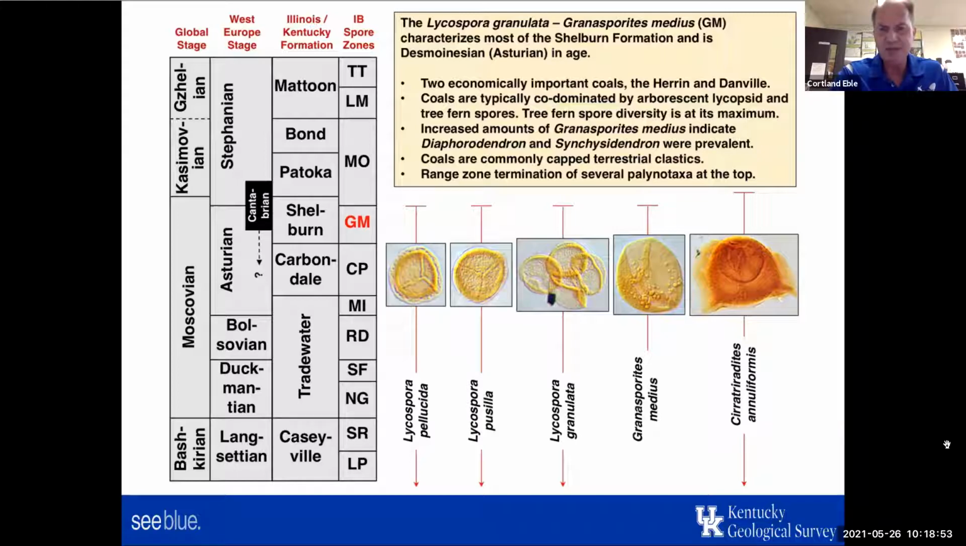And then when we get to the very top, we see a number of things go out. All of our lycopods, boom, gone out. Cirratriradites, depending on the species, this species, saturnii, goes a little bit higher. Next slide, please.